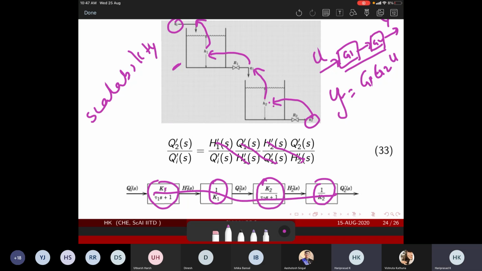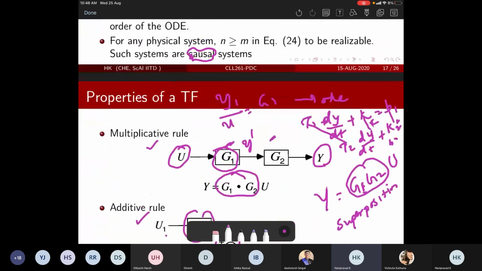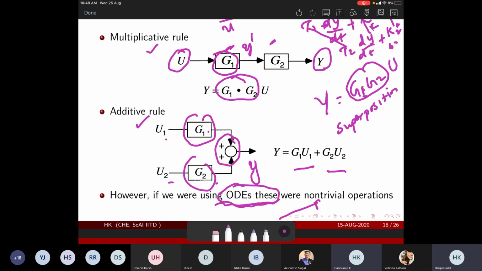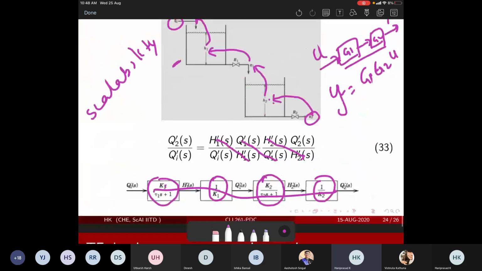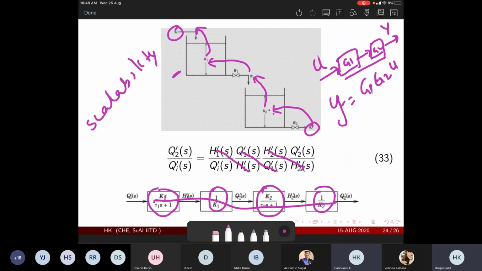This could only be possible in the Laplace domain, not in the ODE space. You should appreciate the beauty of simplifying the system by means of compartmentalizing. It's easier to develop models for small compartments than for the larger system, which is an integration of all these compartments. You use the multiplicative rule or additive rule, whichever way your systems are organized. This helps you develop any complex system model by making individual small models and integrating them. Of course, we will talk about this in more detail in the subsequent classes. I'm just giving you a glimpse.